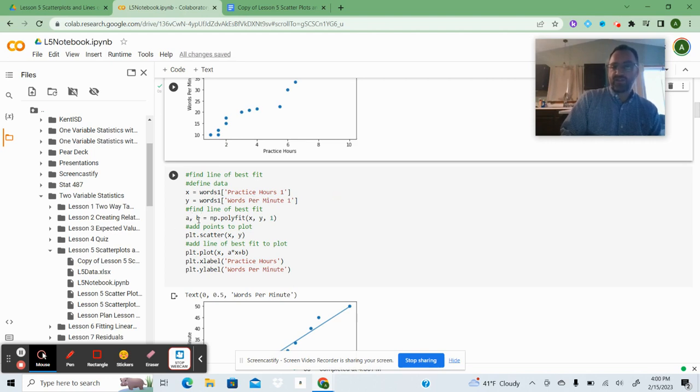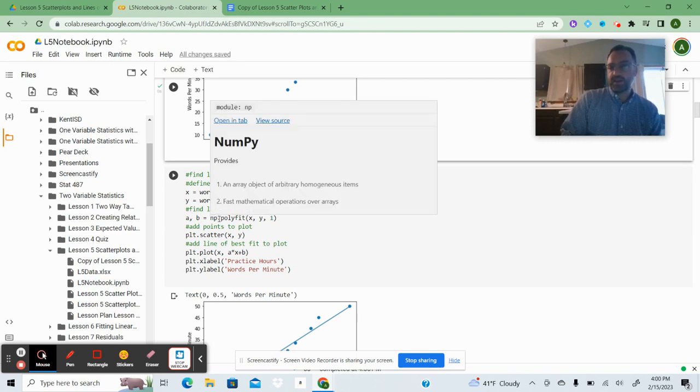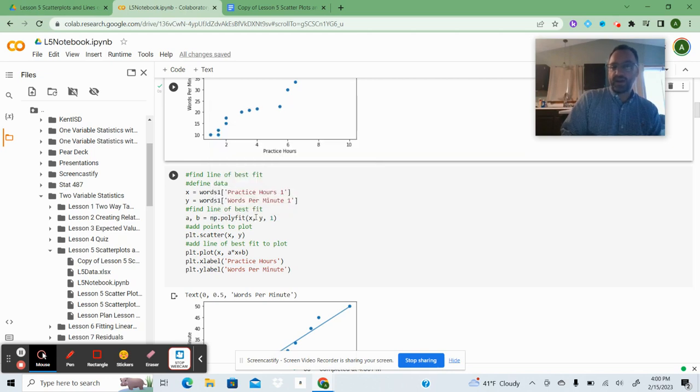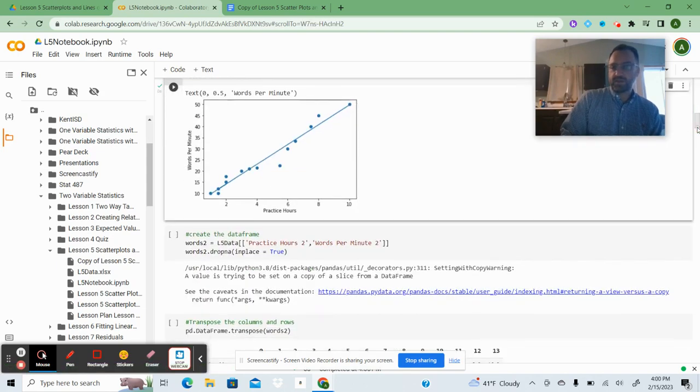I use this line of best fit by going np.polyfit of x, y, and then 1. It's in the NumPy library. And then I did a scatter plot of x and y, so it'll do the scatter plot. And then I'm going to plot x and ax plus b, and that plots the line of best fit. So there you can see the line of best fit is plotted in there. And that just goes through the middle of the data.